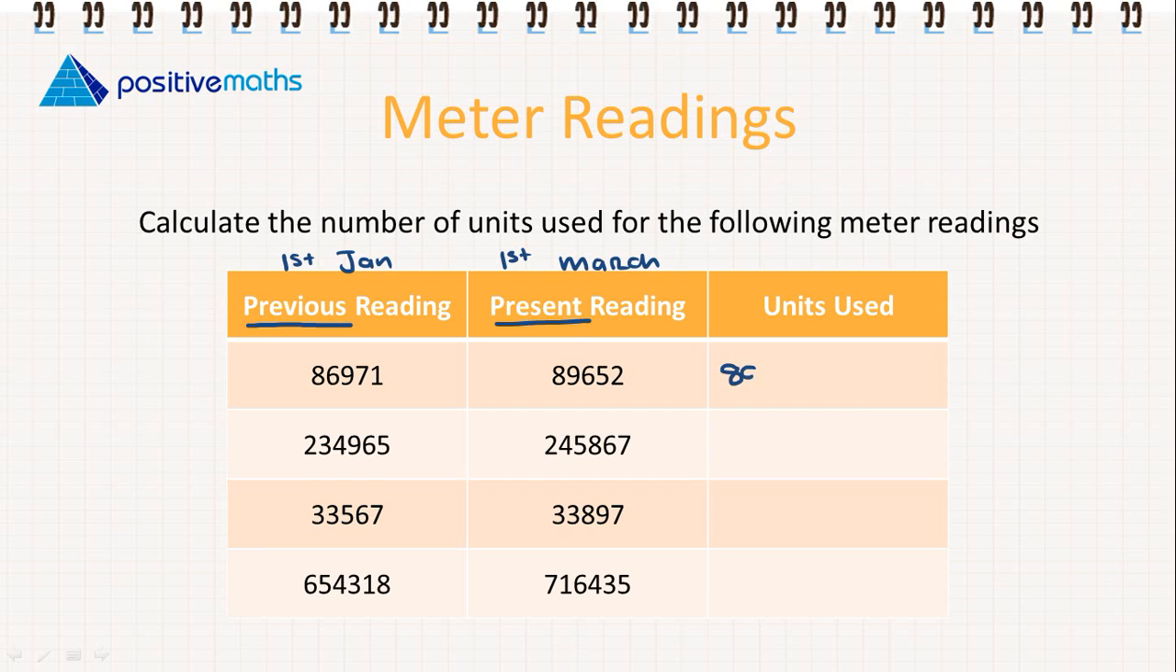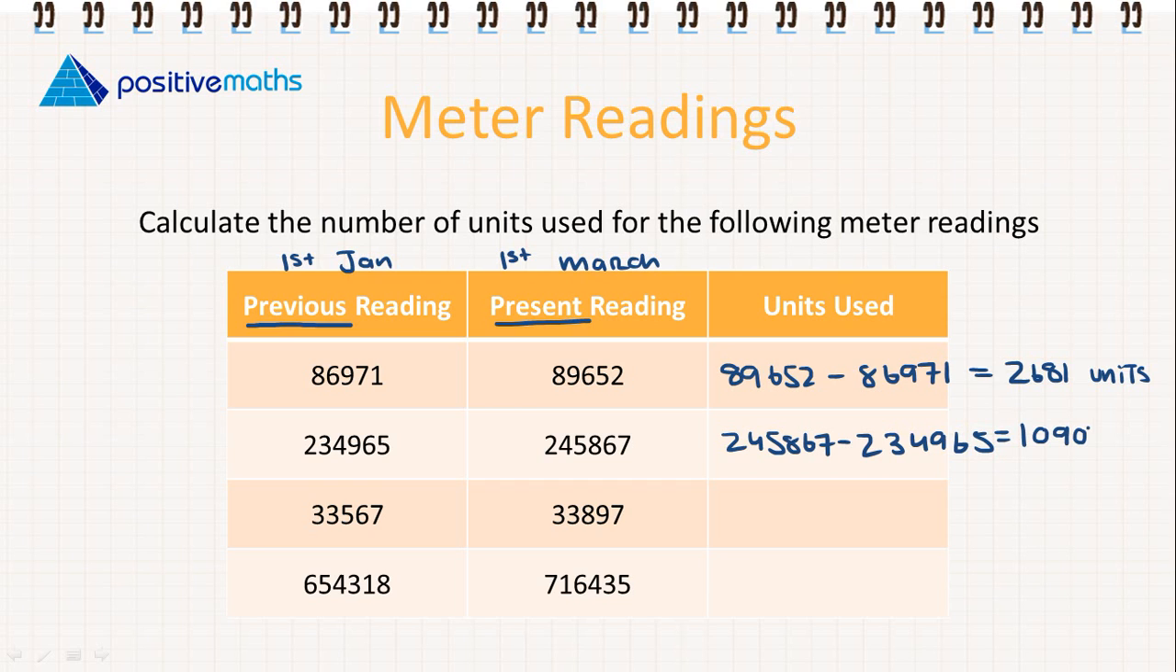So we are taking 89652 minus 86971, and we will get 2681 units. For our next one, we have 245867 minus 234965. And we get 10902 units. Okay, so pause the video and calculate the units used for the following 2 examples.